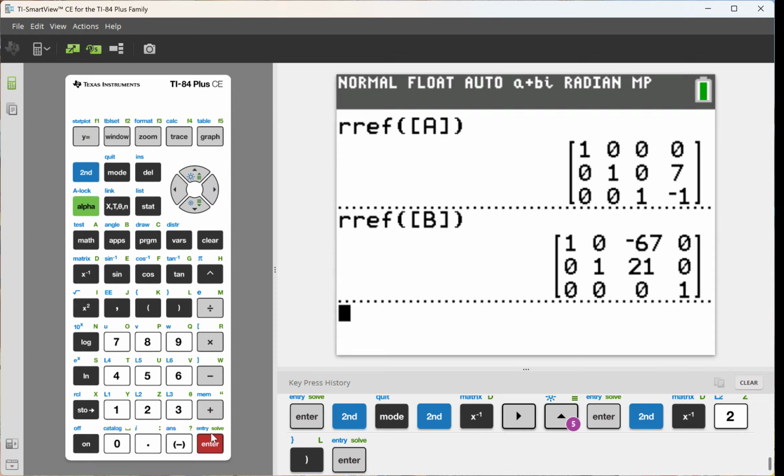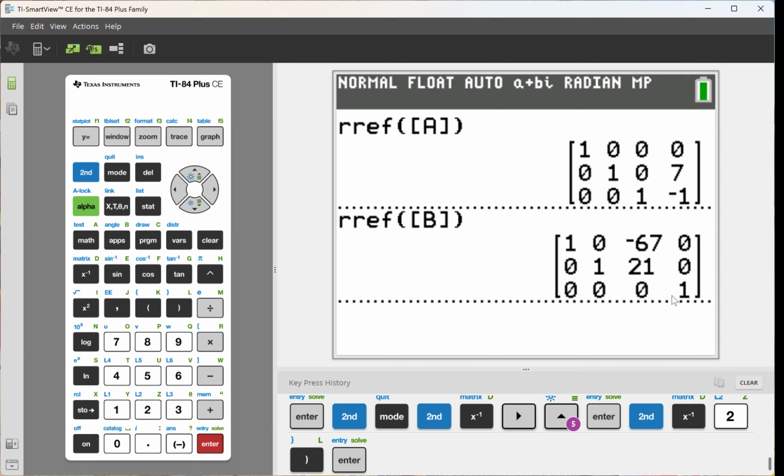Okay, I have a problem. And the problem is, well, there's a couple of problems. First of all, this is not reduced row echelon form. See the matrix above this one, where the main diagonal is all ones and everything else, except that fourth column, is zeros. Look at this first row here. I have got a 67, excuse me, where I should have a 0, and I have a 21 where I should have a 0.